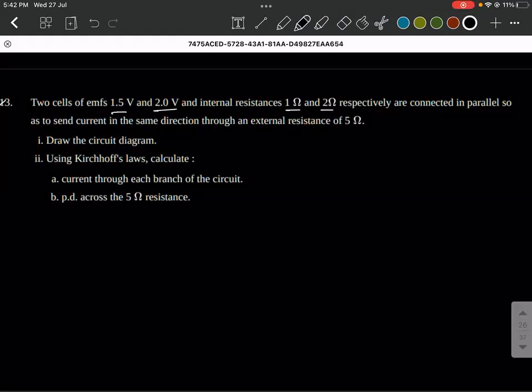What is the meaning of this statement? I want to know that. So that they are supporting each other. So indirectly, instead of saying they are supporting each other, they told the current is being sent in the same direction. Two cells are connected in parallel. Their EMFs are given and internal resistances are given. Will you be able to find the equivalent resistance and equivalent EMF? Can you do that and tell me?